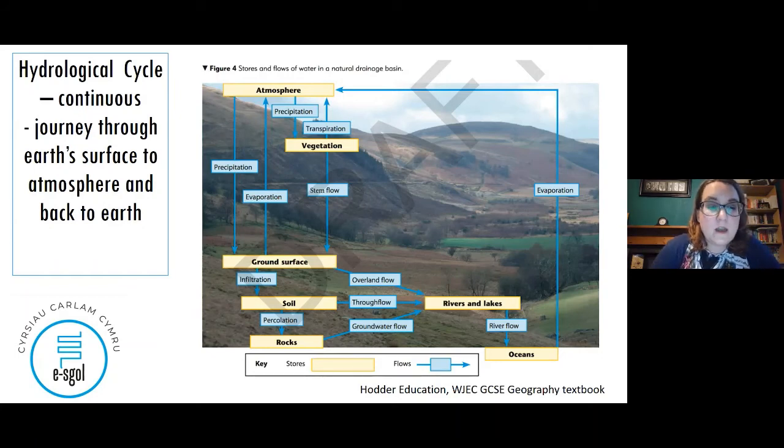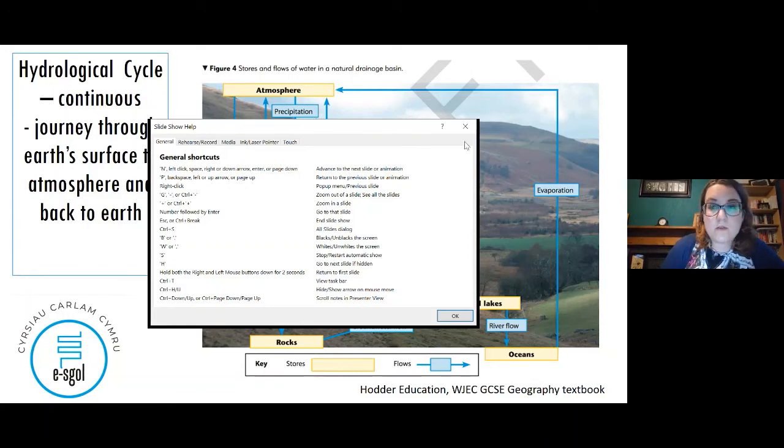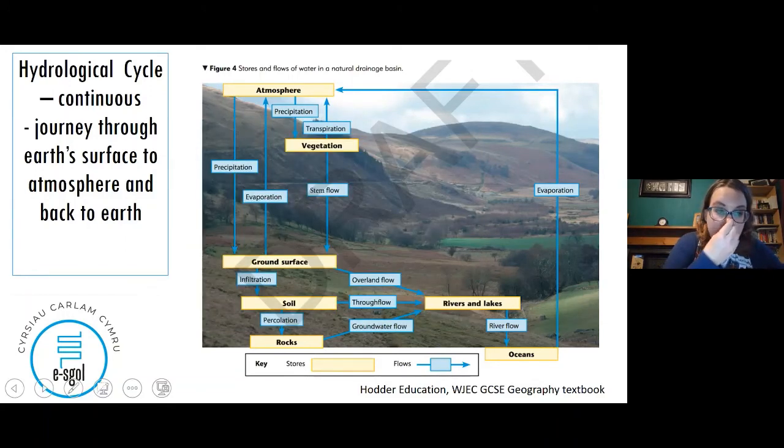Now, after we've looked at a couple of these exam questions, we're going to move on to the hydrological cycle. The hydrological cycle is a more advanced term for our water cycle. And the water cycle is a continuous cycle showing the water's journey from the Earth's surface to the atmosphere and then back to the Earth. So we've got a cycle going.